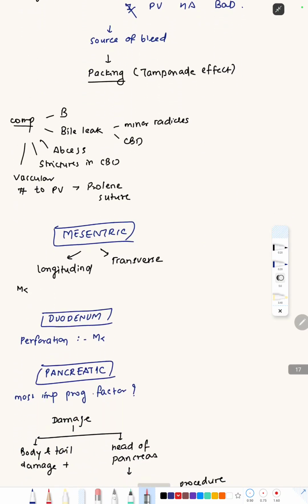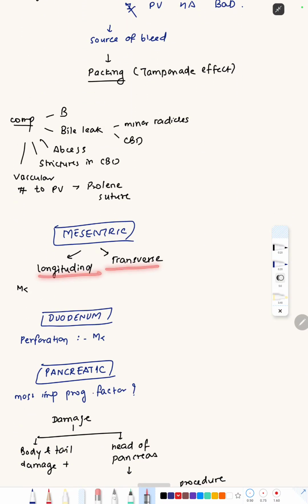Then mesenteric injury, it can be longitudinal or transverse. Remember, in longitudinal injuries, the vascular injury is not more, while in transverse injury, the vascular break is more. The management for longitudinal injury is repairing of the tear, while in transverse it is going to be resection and anastomosis. For duodenum perforation, the management is omental patch repair.